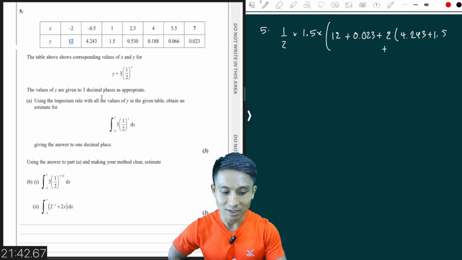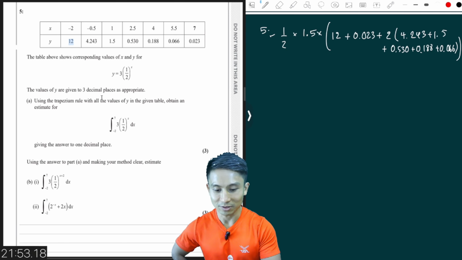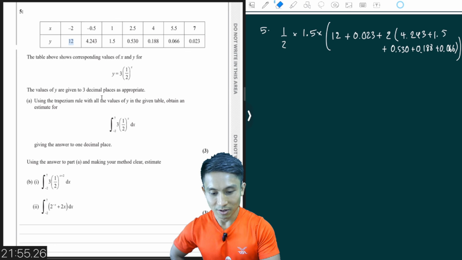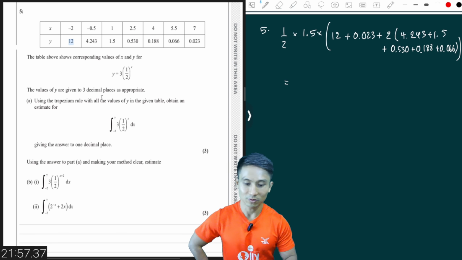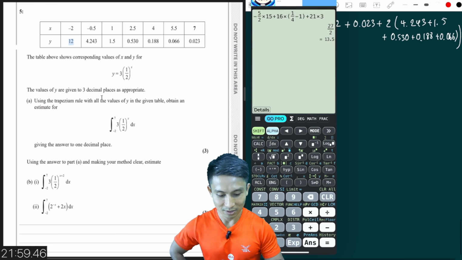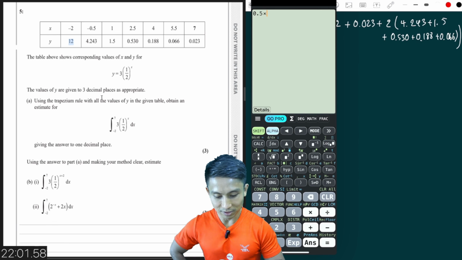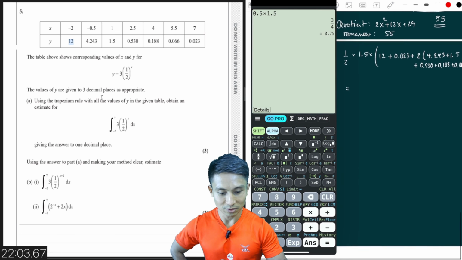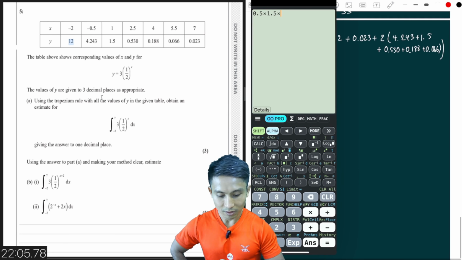Just going to do this line here, plus 0.530 plus 0.188 plus 0.066, like that. Close brackets, 2 times. Okay, equal. Well, I'm going to put that in a calculator probably. 0.5 times 1.5, that's the first 2 numbers. Well, I would do brackets like that first, yeah?